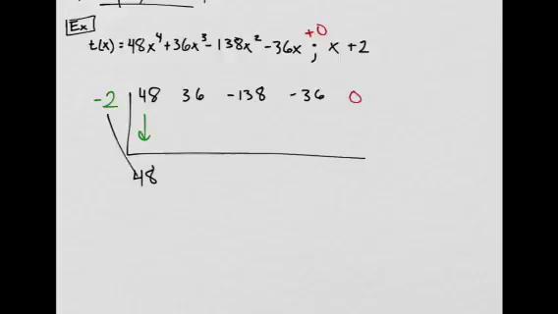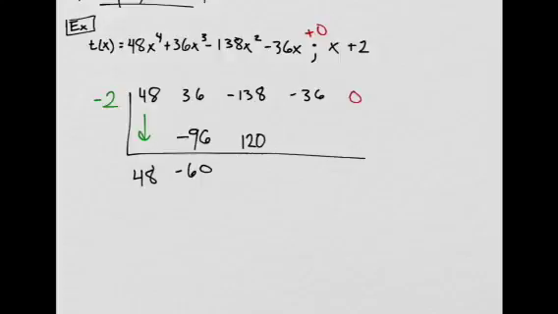So negative 2 times 48, what is that? Negative 2 times 48 is negative 96. And then I add those two. Well, what's negative 96 plus 36? That's going to be negative 60. And then I multiply and bounce. That would be positive 120.